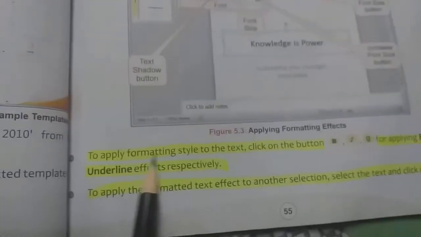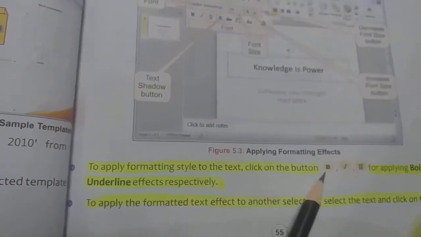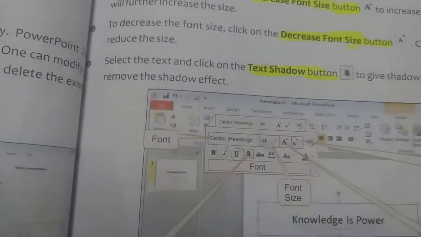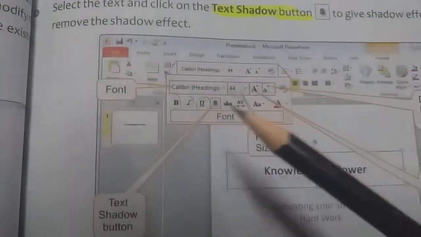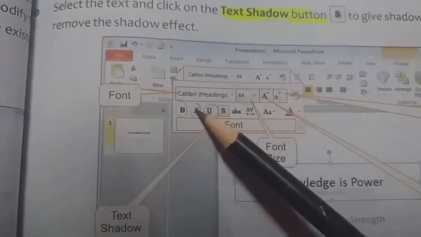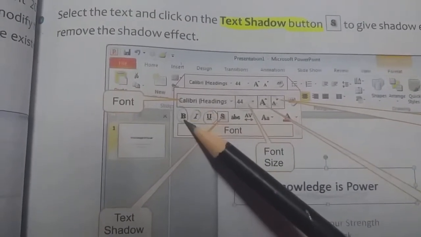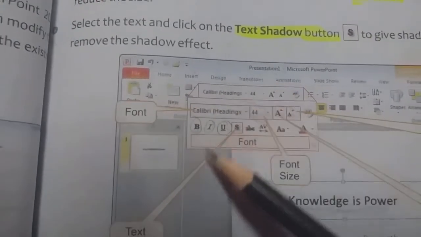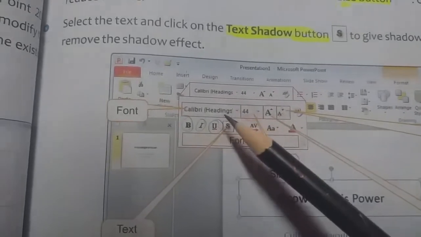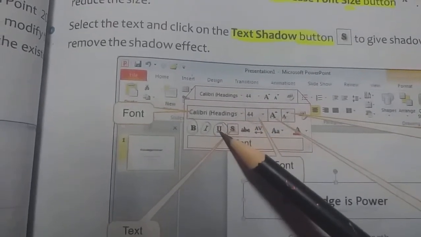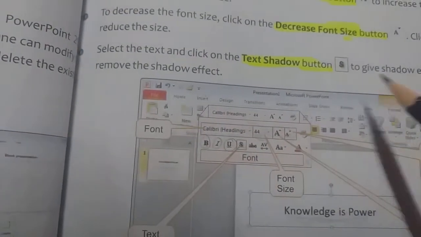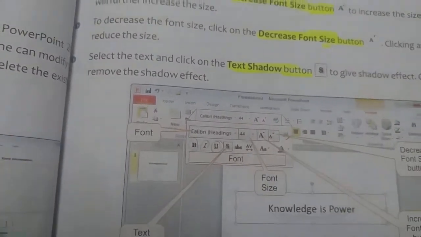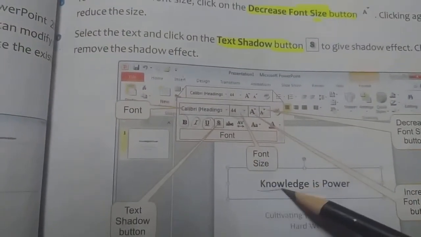So to apply formatting style to the text, click on the button bold, italic and underline. Yes, अगर हमने कोई specific style देना है अपने text को then we can use bold, italic and underline. bold से क्या होगा? आपका text dark color में आएगा. italic से वो थोड़ा सा slanting हो जाएगा and after that underline की help से आप कोई भी text है उसके down side एक line आएगी. Yes, it means वो underline हो जाएगा.